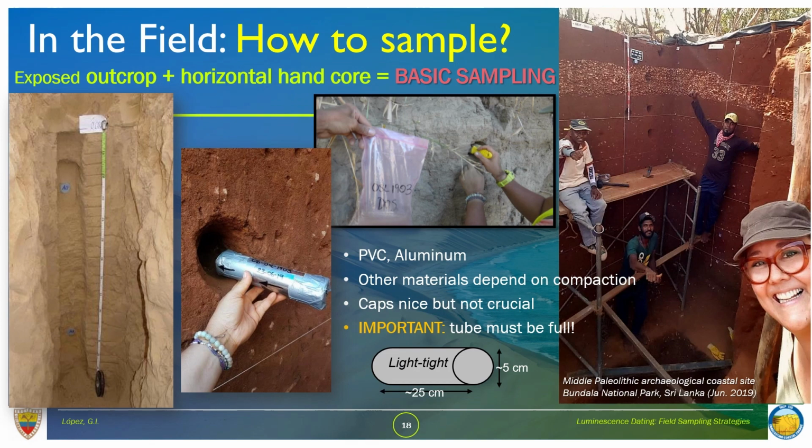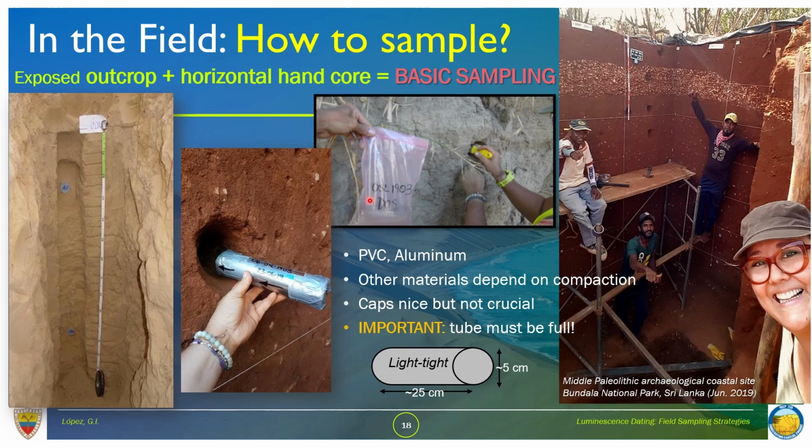There are various ways to sample for OSL, but the most basic and simple one, and the one used in the majority of labs or by the majority of non-experts, is the tube inserted inside your target unit, as shown in here. So it's a horizontal tube that you're going to hammer or push into the unit.